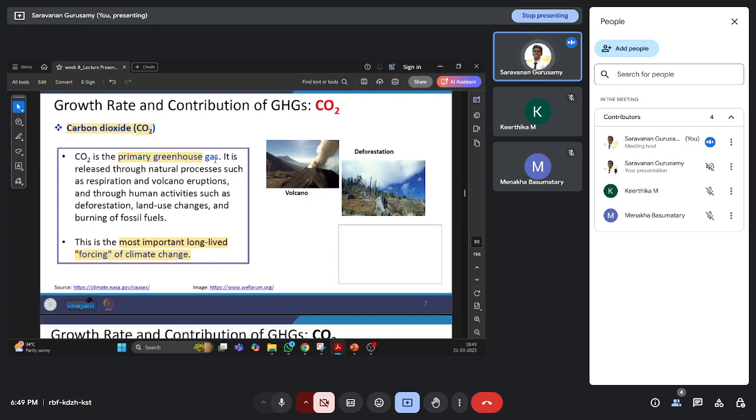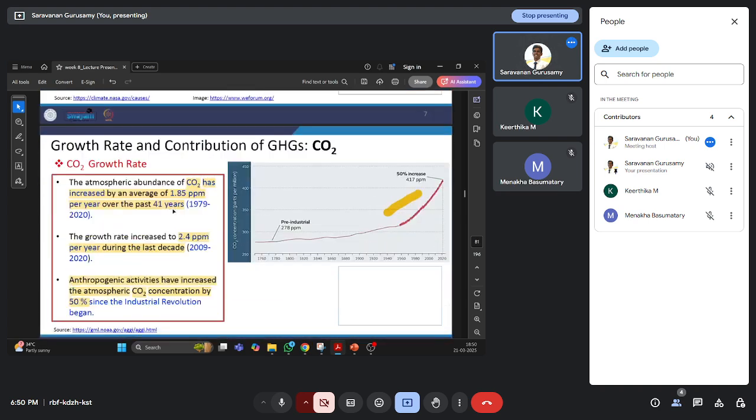Carbon dioxide is the primary greenhouse gas because it's produced in large quantity, from volcanic eruptions, human activities, deforestation, land use changes, and burning of fossil fuels. Everything releases carbon dioxide. But the most important problem is that it is long living and forcing climate change. And then the CO2 growth rate: after the industrial era, in the 20th and 21st century, you can see a steep slope, a 50% increase from 278 to 417 ppm.